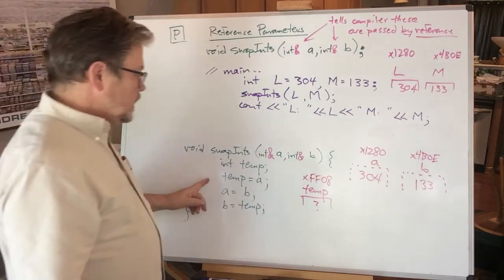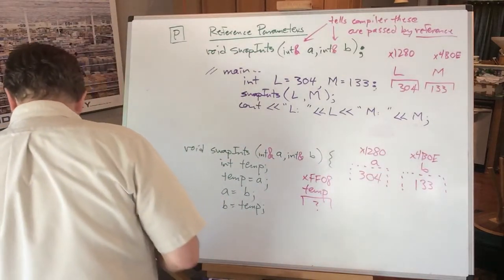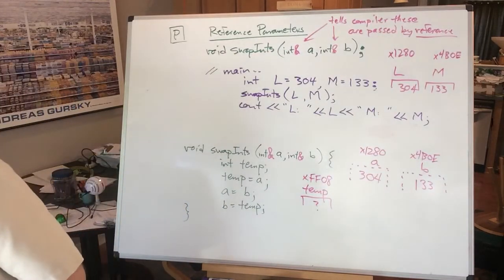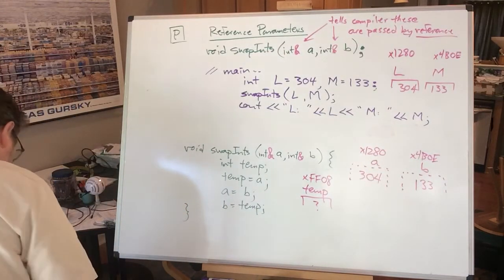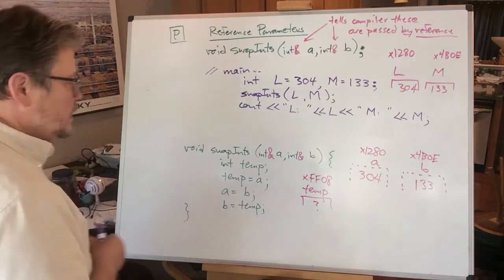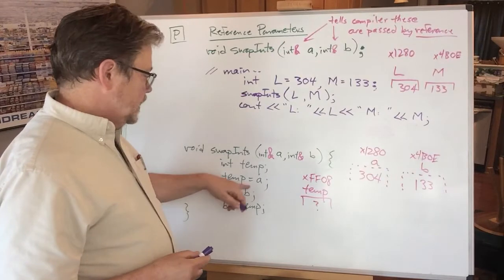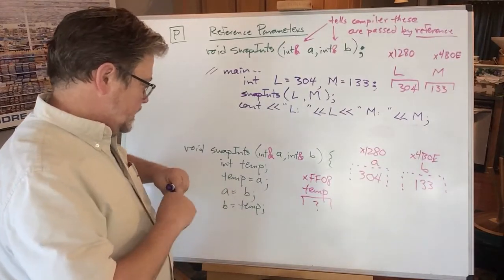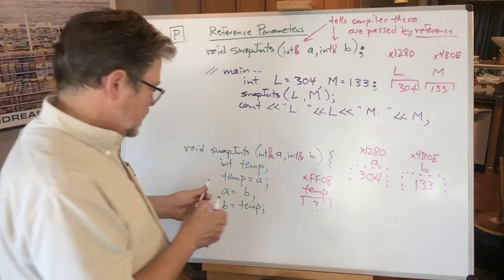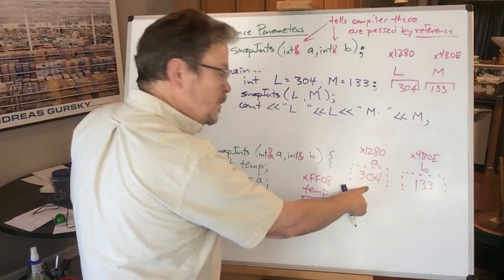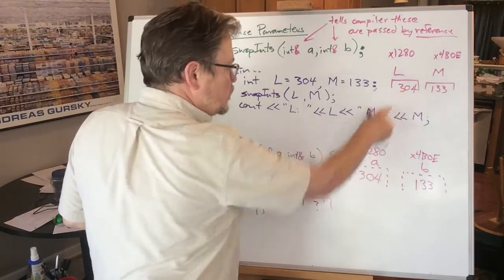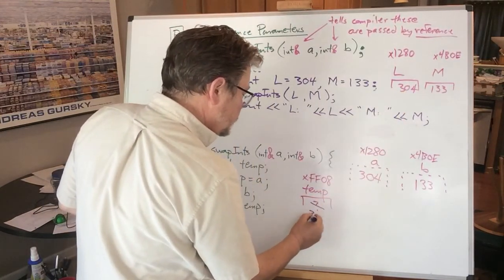Okay, so here's where we go. I'm going to try this with purples. Temp equals A. I think I can do that with purple. A is 304. Well, it looks like 304 because A is a pseudonym for that 304 up there, so we're copying the one and only one 304 right here.